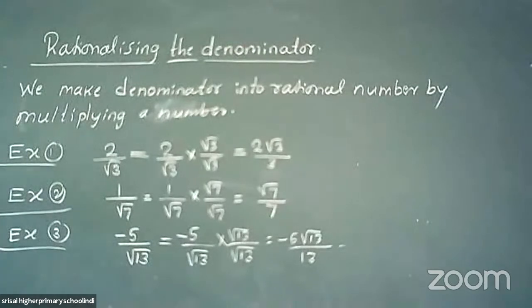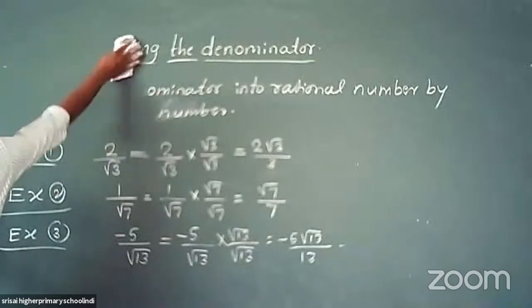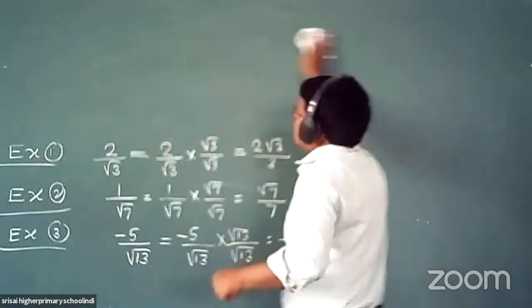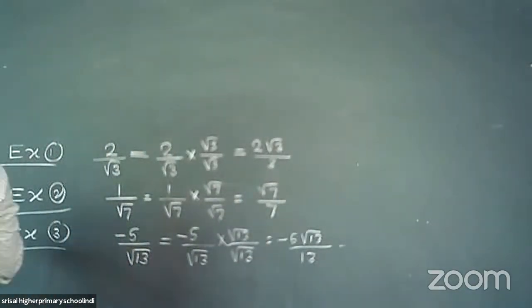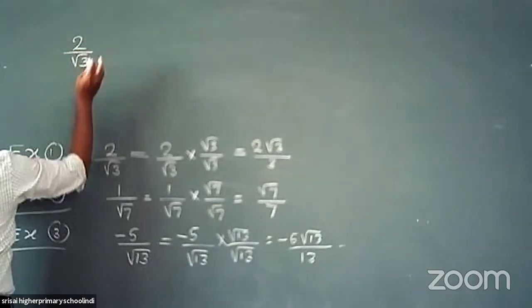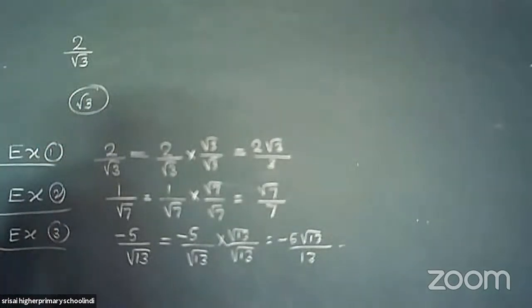Next example. Sir, explain the first example again, sir. First example, okay. In the first example you have 2 by square root of 3. Square root of 3, is it rational or irrational? First tell me. Irrational.